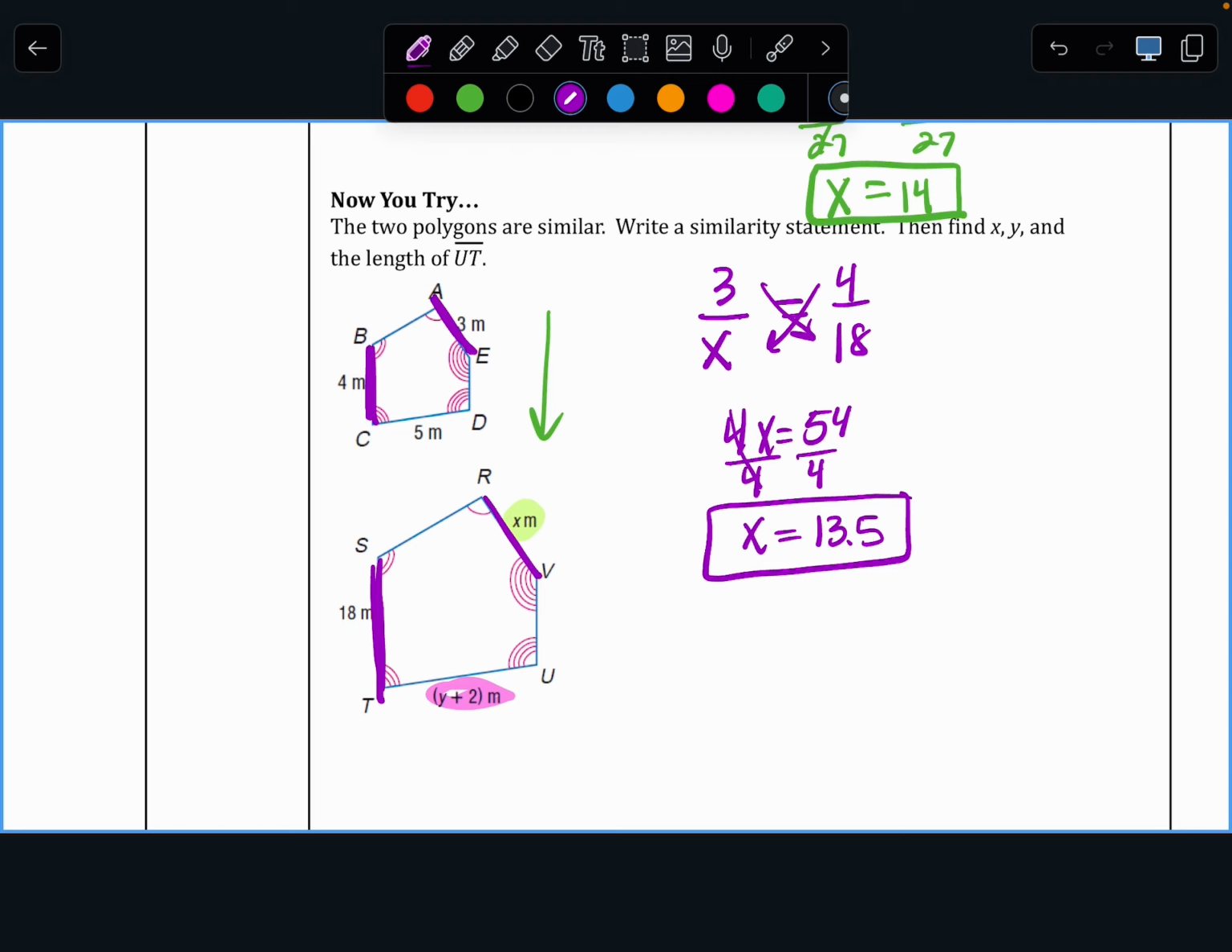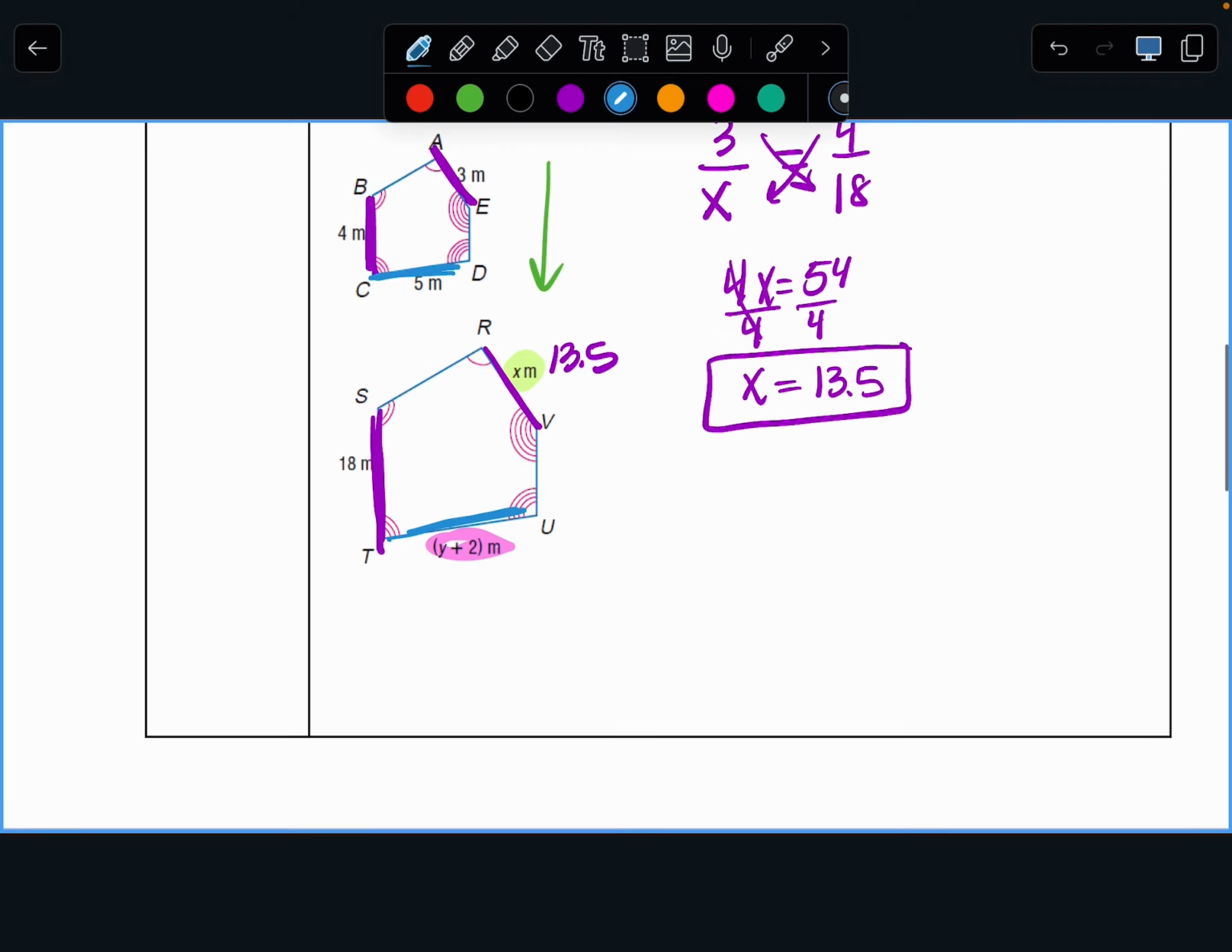So now that I know this is 13.5, I've told you before that I don't like to use the numbers I come up with. I always go back and refer to numbers that are given to me, just in case I made a mistake somewhere. So this time, I'm going to use the 5 and the y plus 2. So that's 5 over y plus 2. And I'm going to, again, use the 4 and the 18. I can use it twice. Those sides are still on the shape. I can still use that for my proportion.